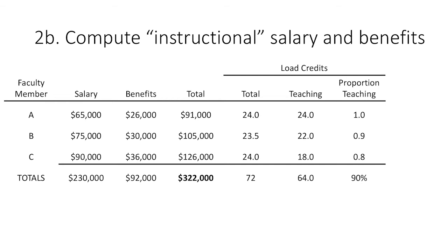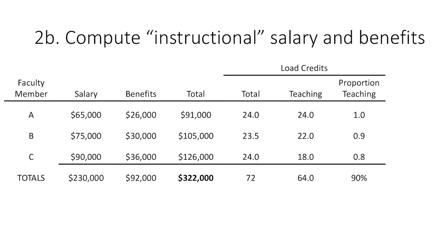Second, you then look at how much load is actually assigned to teaching. So we look not only at salary and benefits that a faculty member gets paid, you also look at their load credits and the assignments that they have load credit for. So if we look at faculty member A, that person had 24 load credits assigned to her for the year, and she taught exclusively. She had no administrative assignment. She didn't get load credit for anything other than teaching. So how much of her load credit was for teaching? 100% of it. So the proportion spent teaching was 1.0 or 100%.